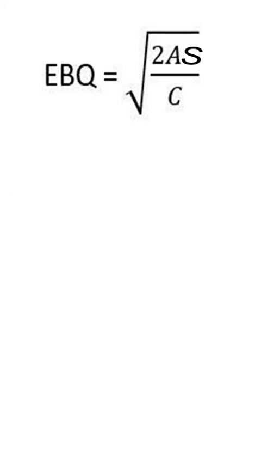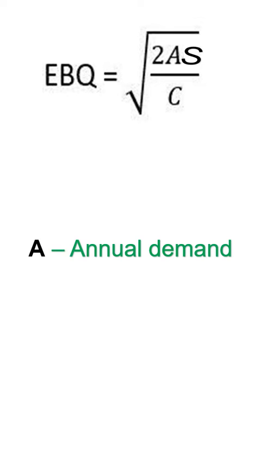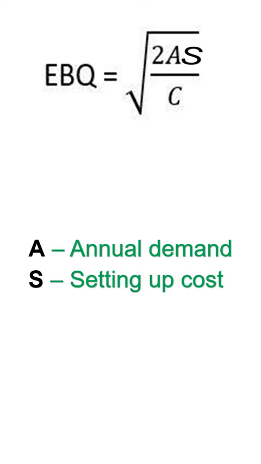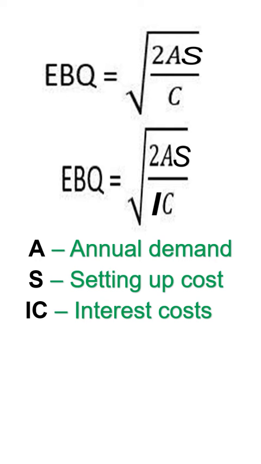In batch costing, the economic batch quantity, EBQ, is determined using a simple formula. EBQ is equal to the square root of 2AS in the numerator divided by IC or C in the denominator, where 2AS is divided by C. A is the annual demand in units, S is the setting up cost of one batch, IC for interest cost, or if it's just C, then carrying cost per unit of storage.